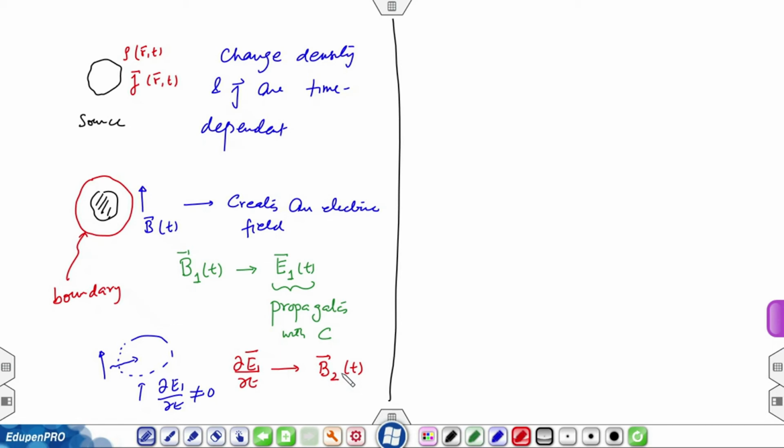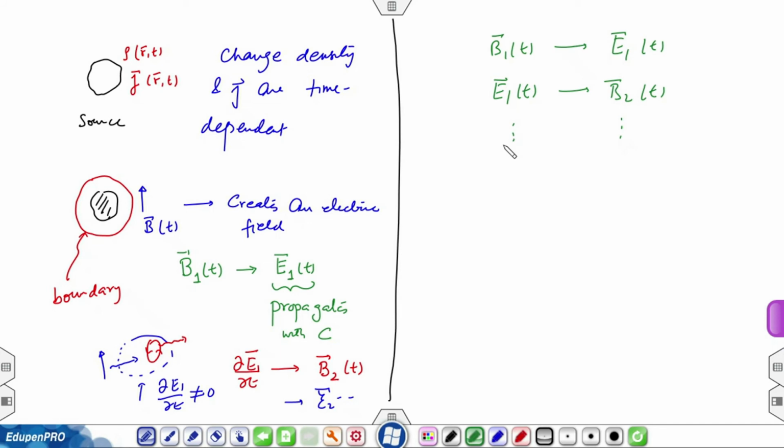And then there is this B2, which could be like this. This is also propagating with c. So, B2 would then give rise to E2 and so on. So, what do I have starting from the boundary? I have B1(t) giving rise to E1(t), and E1(t) giving rise to B2(t) and so on.